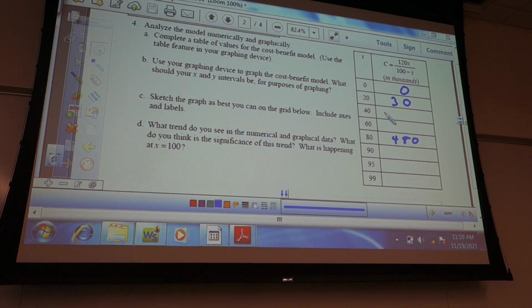And what do people get for 40? 80,000. For 60? 180. For 90? 1,080. And then 95? 2,280. And 99? 11,880. 11 million bucks, it's a lot.